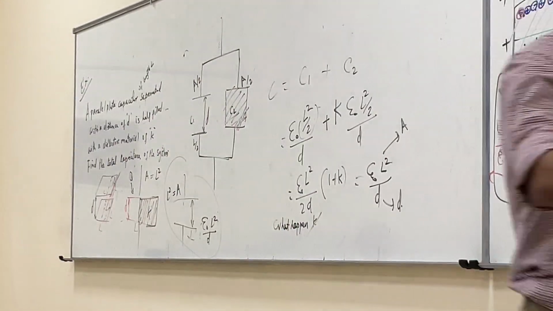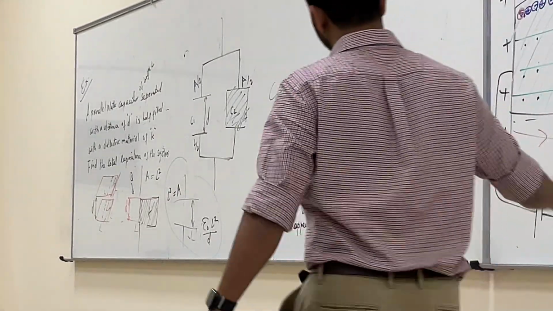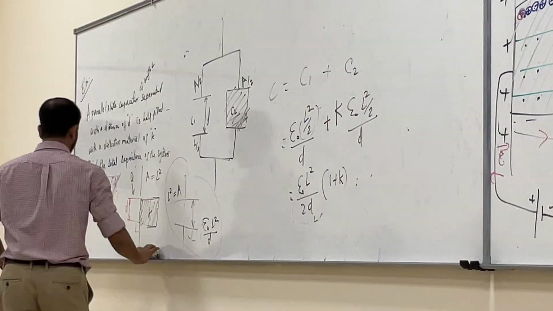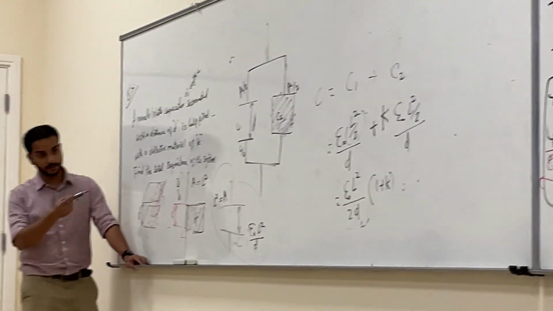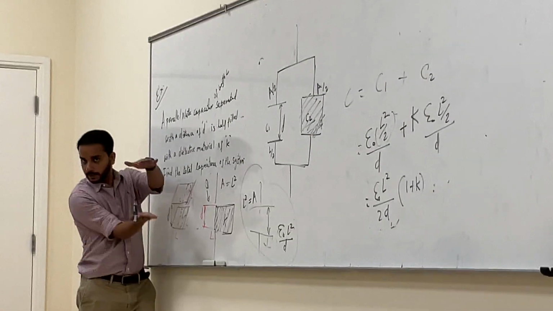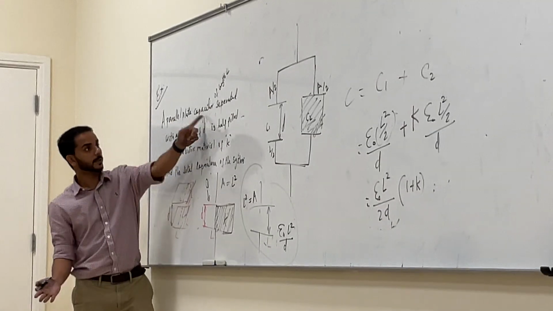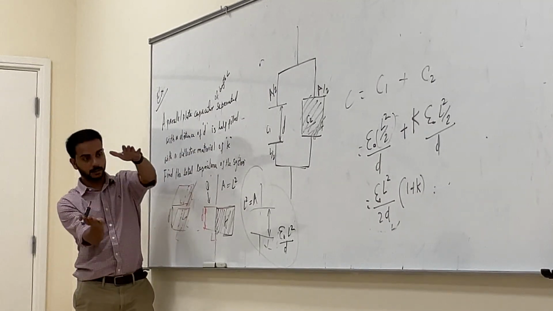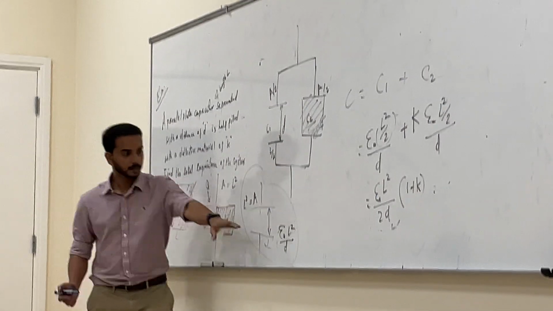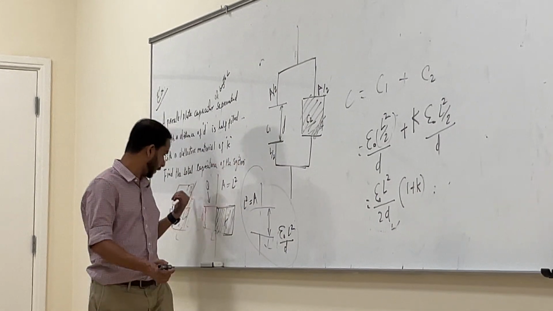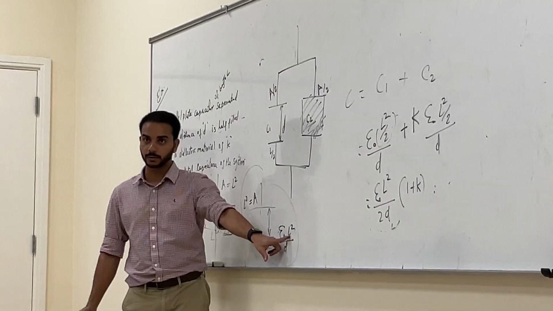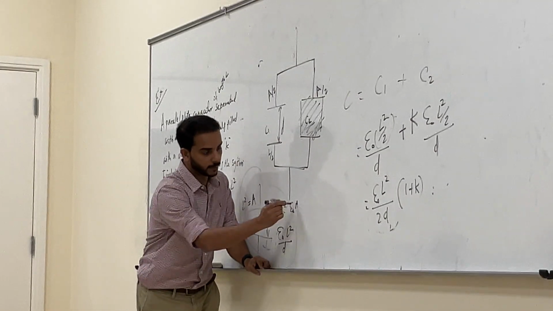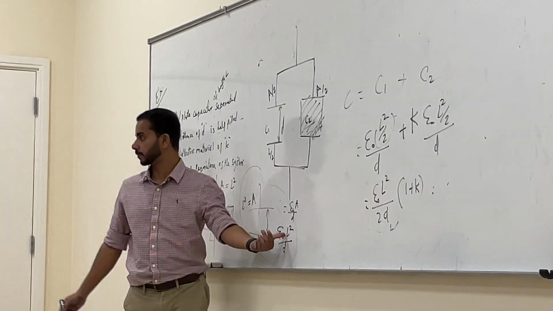I'll repeat this one, because it is very important for the next problem. It is very simple. You take a parallel plate capacitor with plates separated by a distance d. If the lengths are L, the area is L squared, and the capacitance is epsilon 0 A over d, where my area is L squared.